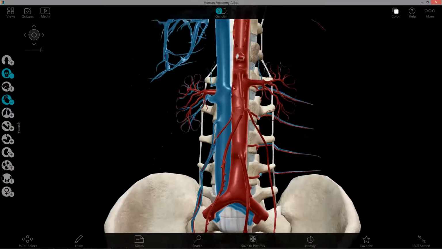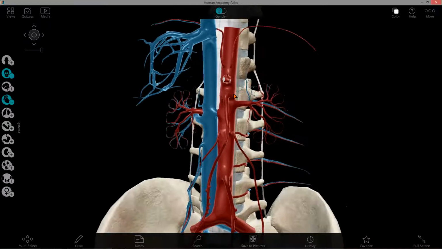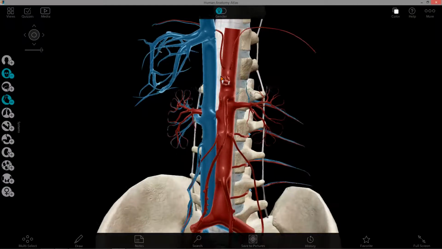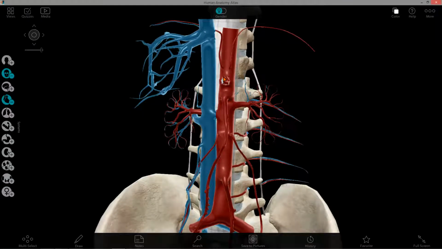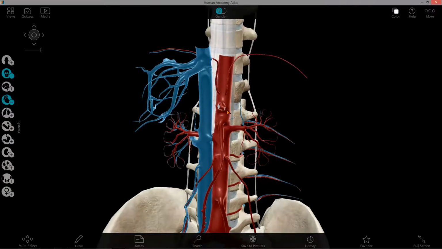And I guess in the dissector, they review the branches of the aorta and their respective levels. So I'm going to try and do that really quick. It's a bit hard to memorize, so if you don't get it, that's fine. I'm just going to go through it really quickly to be consistent with the dissector.